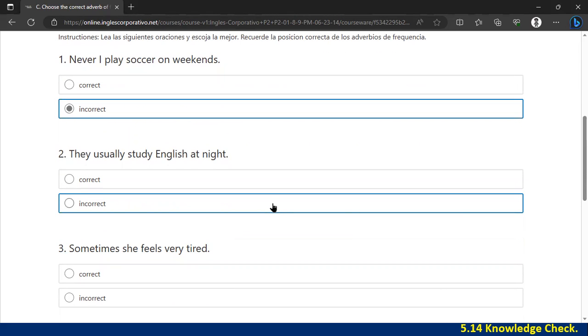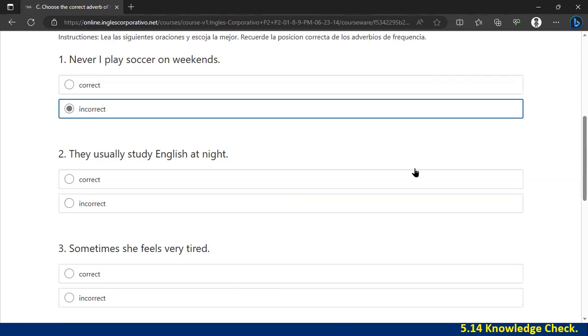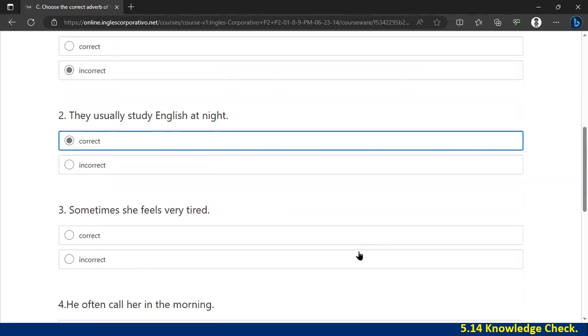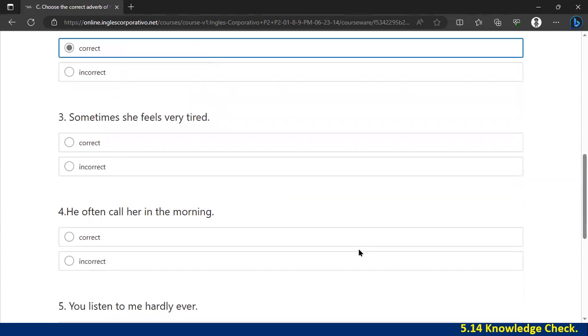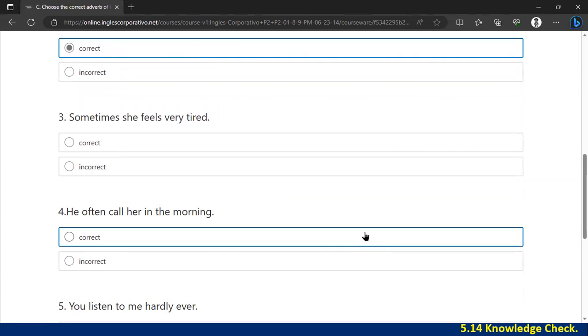Which adverb of frequency can move? Sometimes. Very good. "They usually study English at night." Correct or incorrect? Correct. "Sometimes she feels very tired." Correct or incorrect?